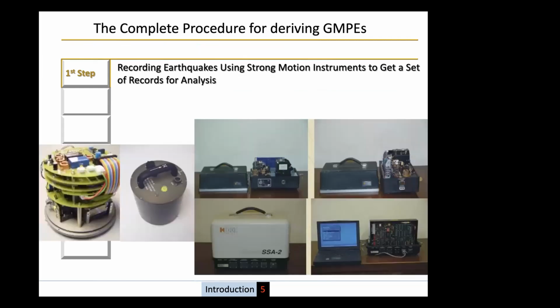Here you can see some examples of accelerometers or strong motion sensors. To the left, these two are more sophisticated sensors that were developed recently. And here you can see another one called SSA2, which is an old one, but it's digital. But as I said, this network in Iran has been operational since 1973, so the old instruments are actually similar to this one, and they are analog. They are not even digitized.